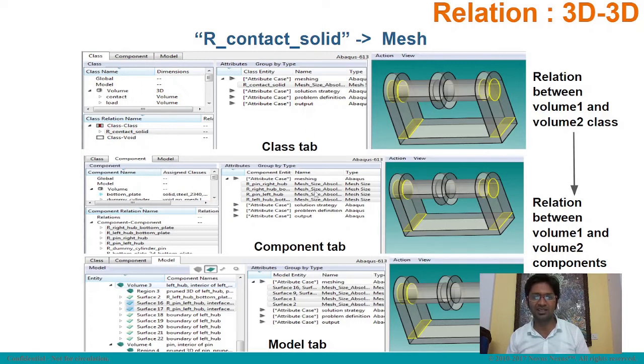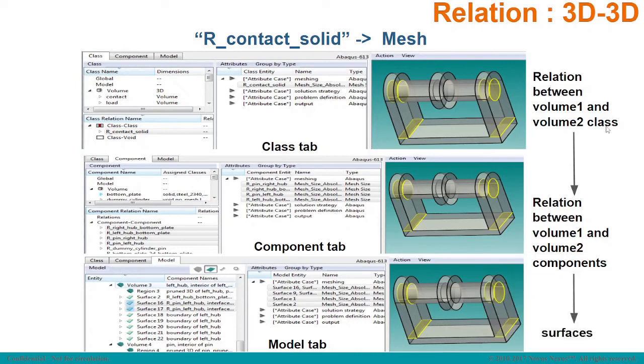Now when we move from class tab to component tab, the attribute will get transferred onto the respective components. And when we move from component tab to model tab, the same attribute from the components will get transferred onto the respective geometrical entity, that is the surfaces belonging to these four locations in this case. Just to summarize, the attributes specified on the relation between 3D classes will get transferred to the respective component first, and after that it will get transferred to the respective geometrical entities.